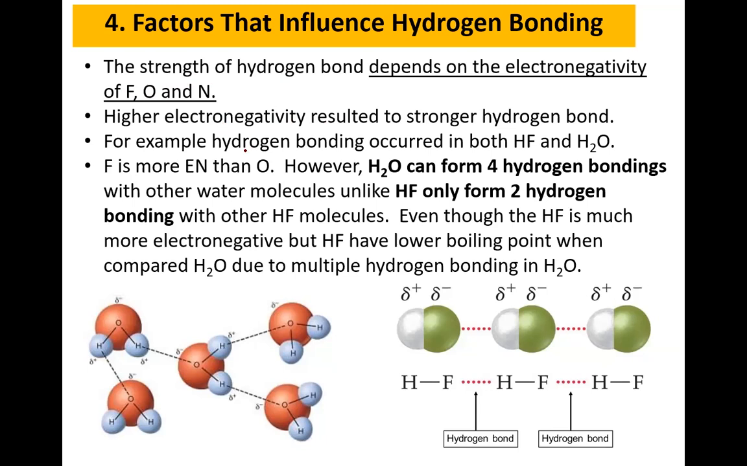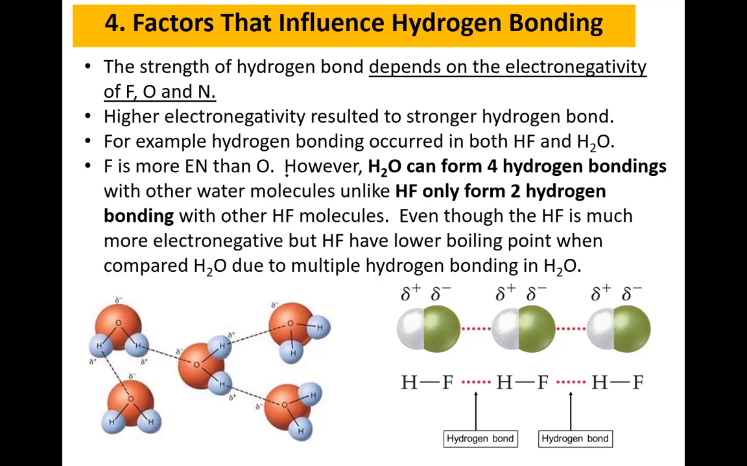For example, hydrogen bonding occurs in both HF, hydrogen fluoride, and H2O. F is more electronegative than oxygen. However, H2O can form 4 hydrogen bonds with other water molecules, unlike hydrogen fluoride, which only forms 2 hydrogen bonds with other hydrogen fluoride molecules. So even though HF is much more electronegative, HF has a lower boiling point when compared to water molecules due to the multiple hydrogen bonding in water.